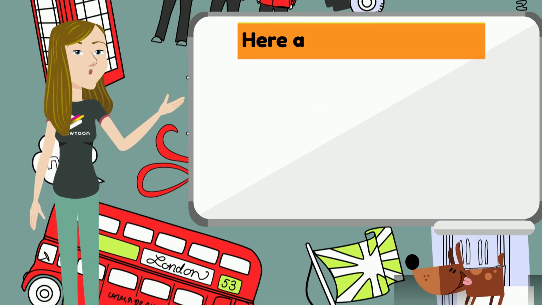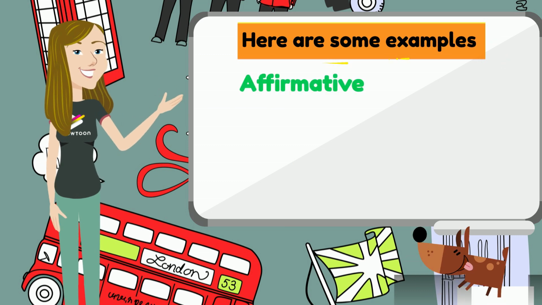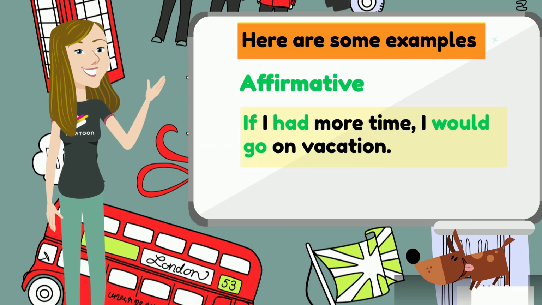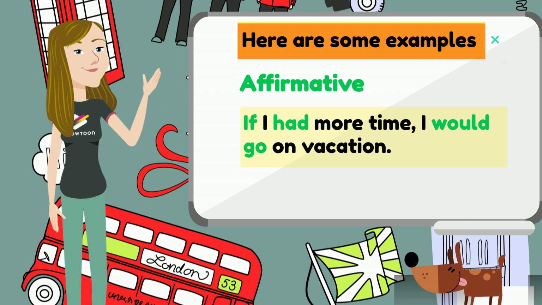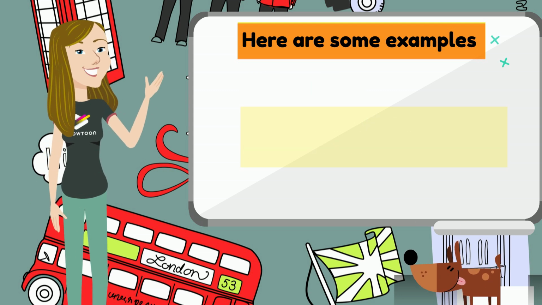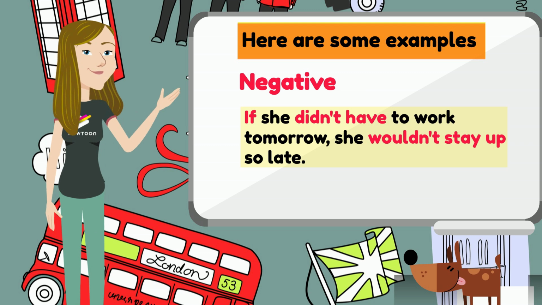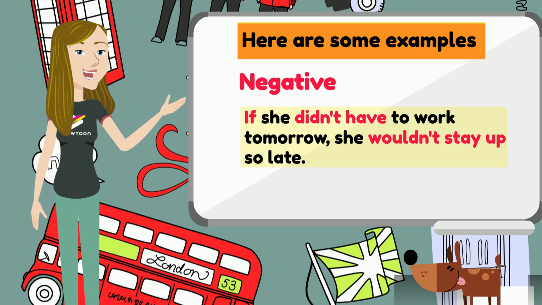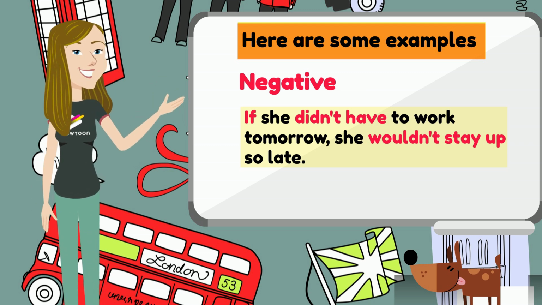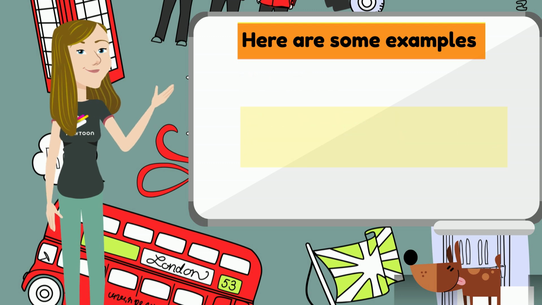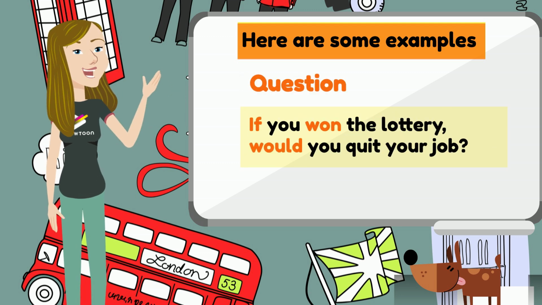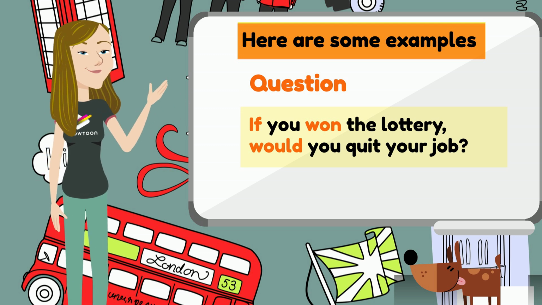Here are some examples. First, an affirmative sentence. If I had more time, I would go on vacation. Now a negative example. If she didn't have to work tomorrow, she wouldn't stay up so late. And an example of a question. If you won the lottery, would you quit your job?